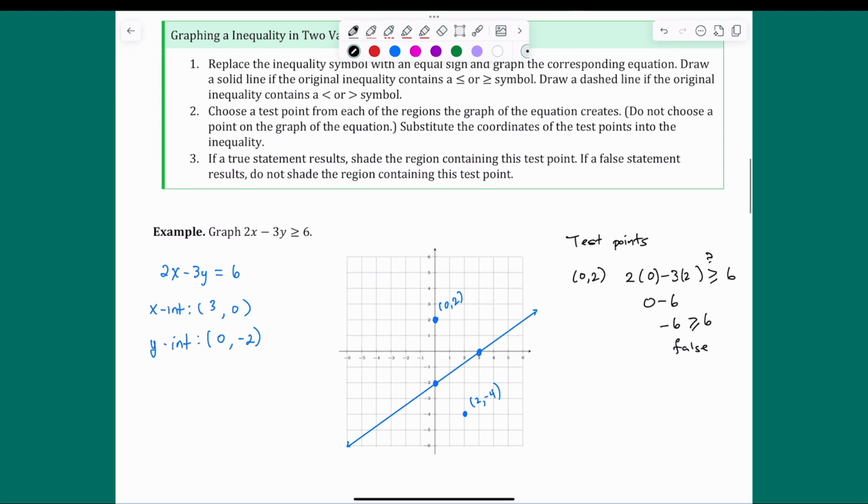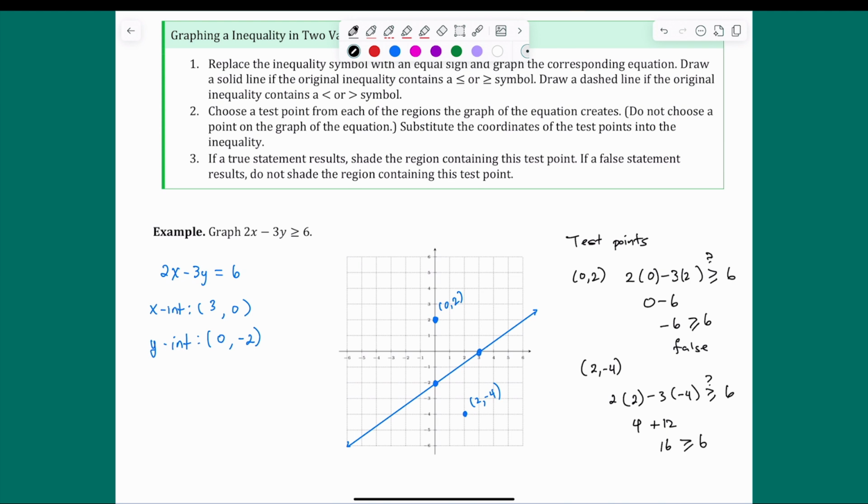And then now we test the other point here, 2, negative 4. Okay, so plugging in the point 2, negative 4, we have 2 times 2 minus 3 times negative 4. And we're checking to see if this is greater than or equal to 6. So 2 times 2 gives us 4. Negative 3 times negative 4 gives us positive 12. So we get 16. Is 16 greater than or equal to 6?